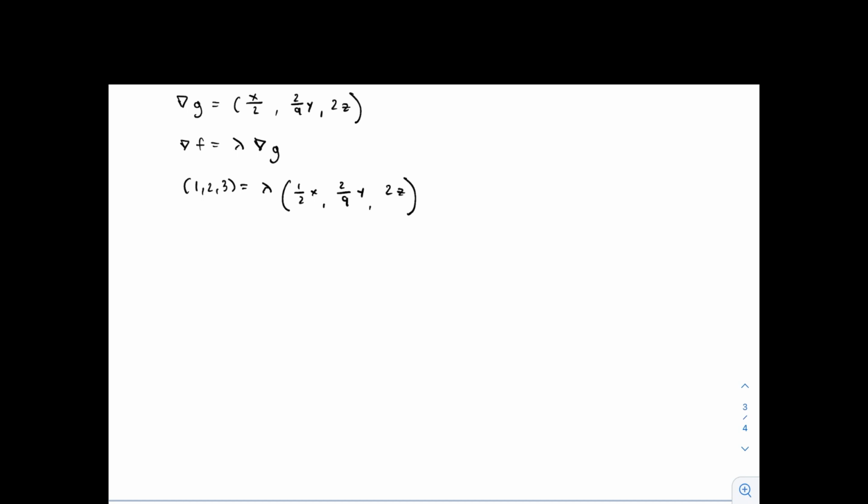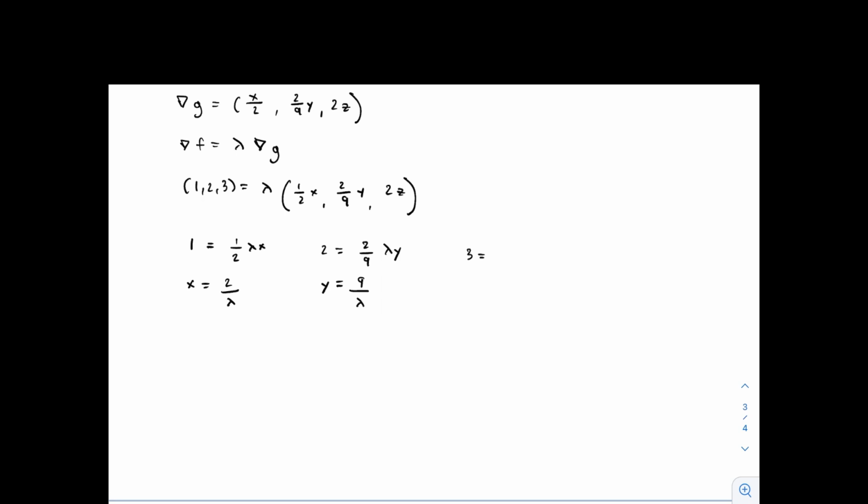And then from here we can solve for each of the variables in terms of lambda. So we end up with the 1 is equal to 1/2 lambda x. X will be 2 over lambda. You get 2 is equal to 2/9 lambda times y. So again, y is 9 over lambda.